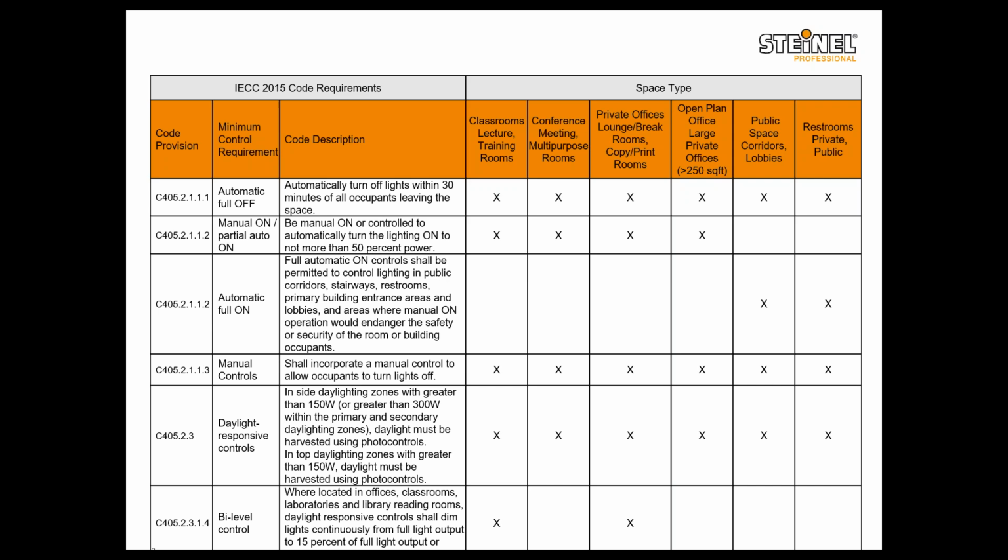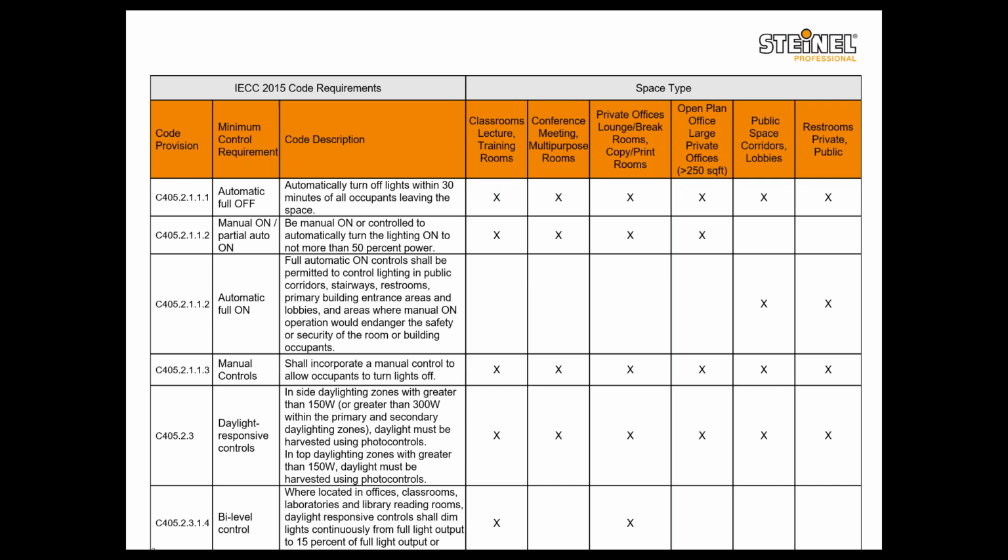The next requirement is to have some form of manual override, manual control, to allow occupants to turn the lights off. So this applies everywhere, but then again, as we go forward we'll see that in some areas this is not really used because of the same safety and security reasons. So you probably won't see a manual override in a restroom.